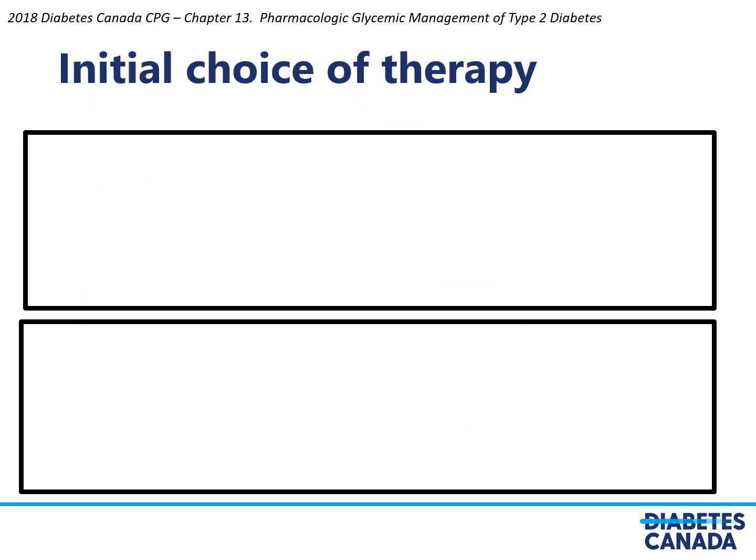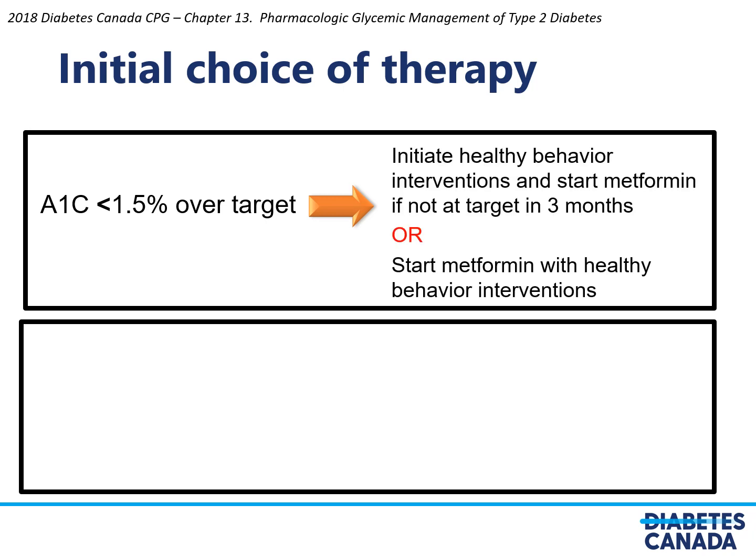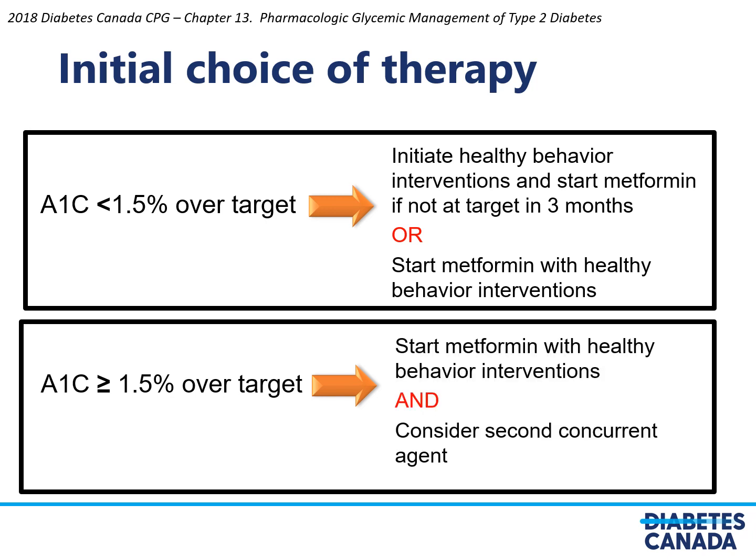A change from the 2013 guidelines is the next step is based on the patient's individualized A1C target rather than an absolute value. If the A1C is less than 1.5% above the patient's individualized target A1C, initiate healthy behavior interventions and start metformin if not at target in 3 months, or start metformin with healthy behavior interventions. If the A1C is greater than or equal to 1.5% above the patient's individualized target A1C, start metformin with healthy behavior interventions and consider a second concurrent agent.